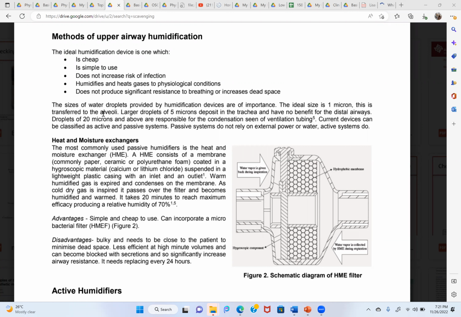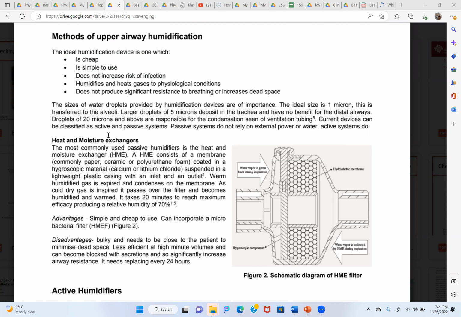Then the size of water droplets provided by humidification devices is of importance. The ideal size is 1 micron. This is transferred to the alveoli. Large droplets of 5 microns deposit in the trachea and have no benefit for the distal airways. So this is the MCQ: it should not be a very high size. It should be around 1 micron so that it reaches the alveoli. Droplets of 20 microns and above are responsible for the condensation seen in ventilation tubing. That water does not come through the patient. It is coming through the humidification system.